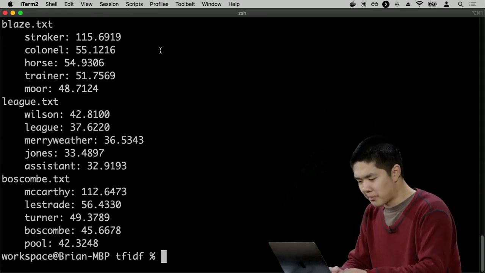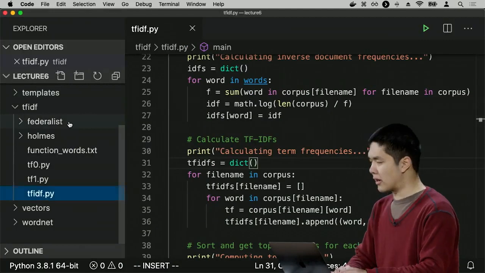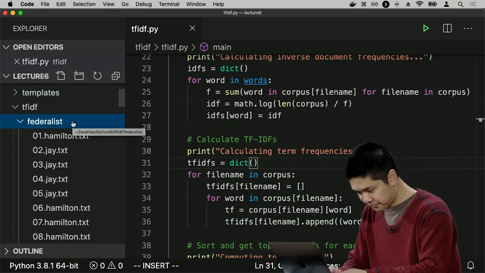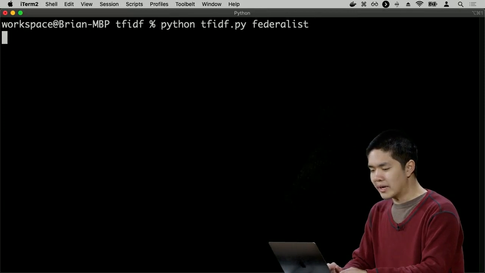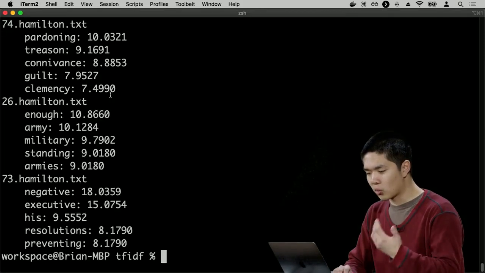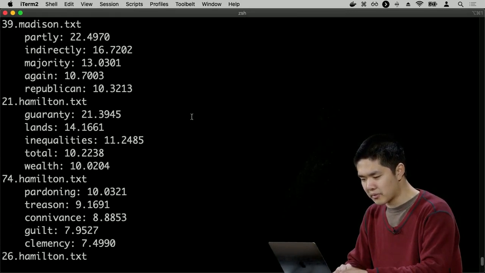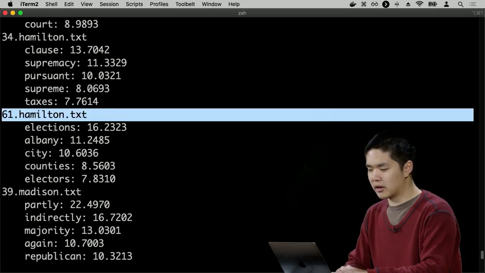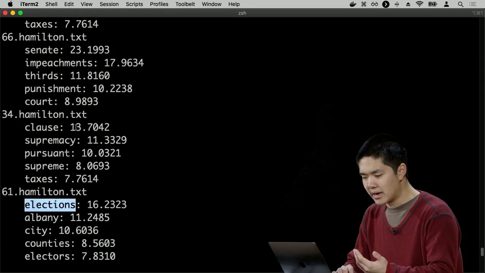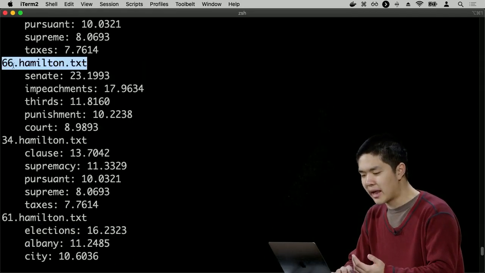I also have another corpus, which is a corpus of all of the Federalist Papers from American history. If I go ahead and run TF-IDF on the Federalist Papers, we can begin to see what the important words in each of the various different Federalist Papers happen to be. In Federalist Paper number 61, it seems like it's a lot about elections. In Federalist Paper 66, it's about the Senate and impeachments.